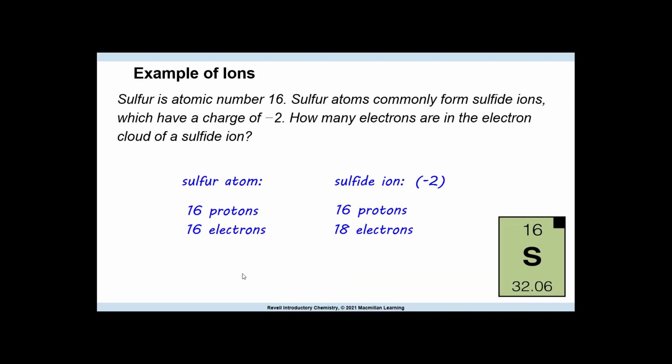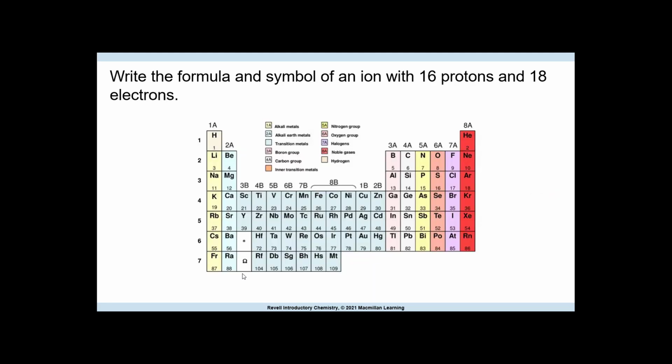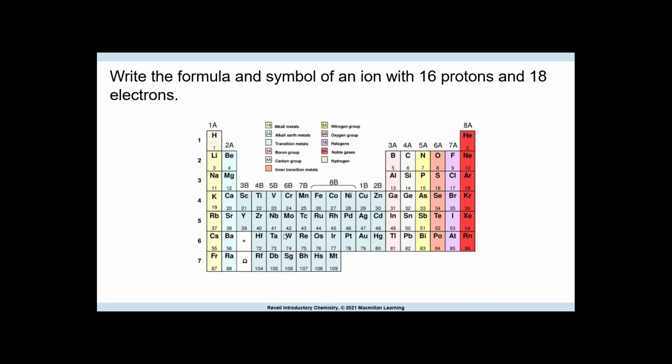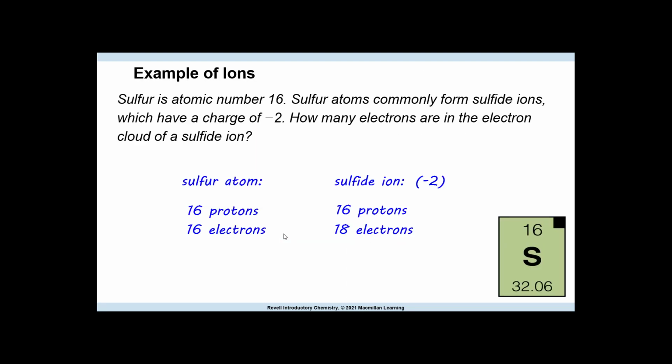Okay, so this is another one. This is interesting because these ones that look a little different are from my other course. This one's from this course. I wanted to cover mine first, even though this is the same exact problem. So sulfur has an atomic number of 16. Sulfur atoms commonly form sulfide ions, which have a -2 charge. How many electrons are in the electron cloud of a sulfide ion? I don't like the way they asked this. That's why I chose to do mine first. I think mine was a little bit simpler to explain, but I could be wrong, and you could disagree with me.